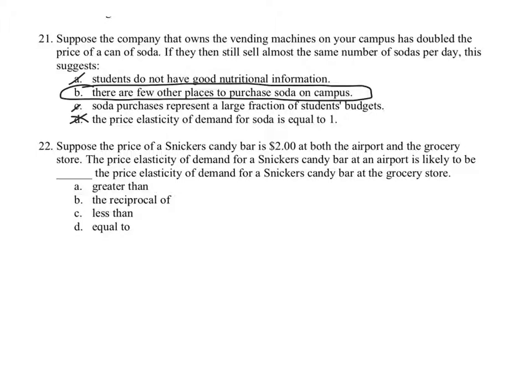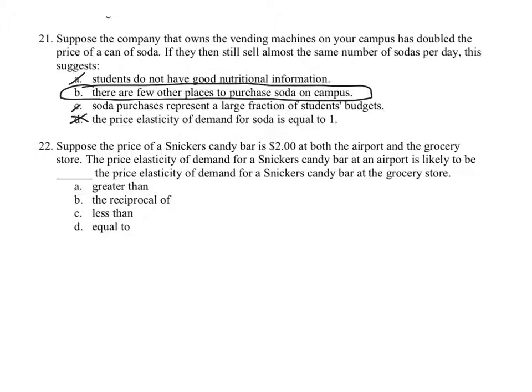Suppose the price of a Snickers candy bar is $2 at both the airport and the grocery store. The price elasticity of demand for a Snickers candy bar at an airport is likely to be, what do you think, greater than, less than, or the reciprocal of the price elasticity of demand for a Snickers candy bar at the grocery store? Well, at the grocery store, chances are on the way home you're going to pass Mama Gia's or Hello Market or 17 other places to buy a candy bar. So if they're really expensive in the grocery store, you have other options.